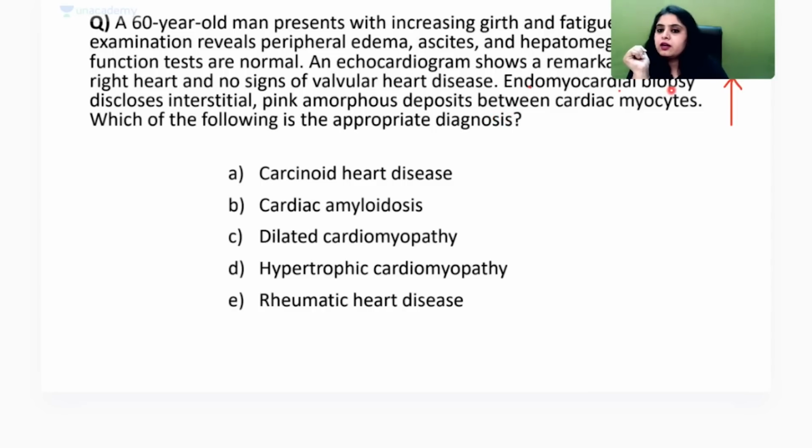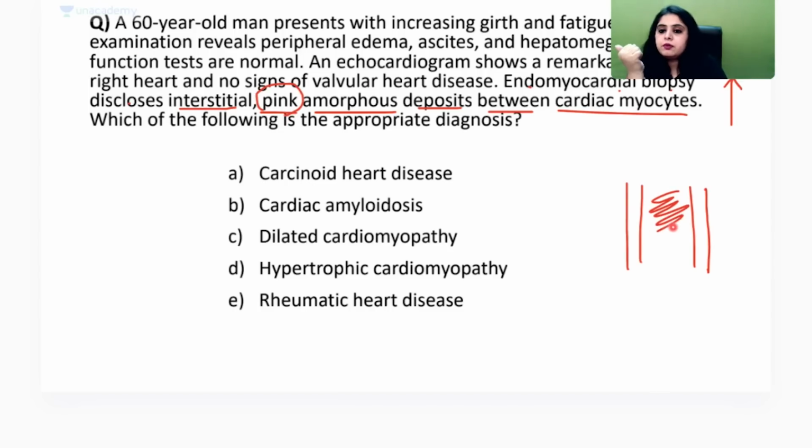Endomyocardial biopsy discloses interstitial pink amorphous deposits between the cardiac myocytes. For example, if this is a cardiac muscle fiber and if this is a cardiac muscle fiber, the deposit, first and foremost, they are saying pink. So is the pink deposit inside the fibers? Is it intracellular? No, they are saying it's between the fibers. So what is your deposit? Is it intracellular or extracellular? Obviously it is extracellular. The first hint that was given in the question.